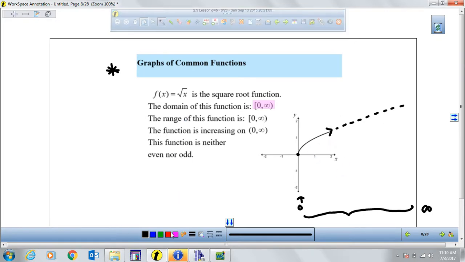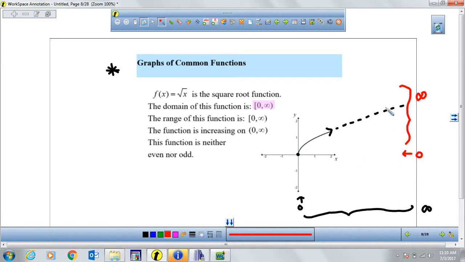Now, for the range, the lowest value of y is down here. So it starts from 0, and this graph keeps going up, keeps going up, keeps going up, so it's going to go to infinity also. So from 0 to infinity. So the function is increasing only, okay? But it is increasing from here to infinity, and it is only increasing, right?